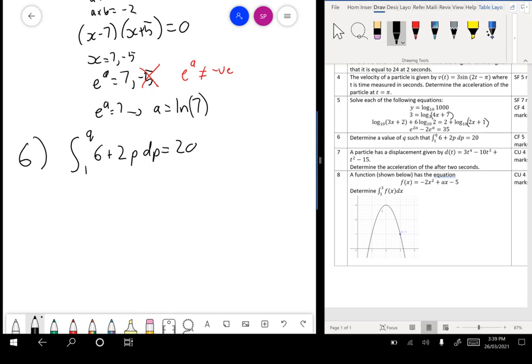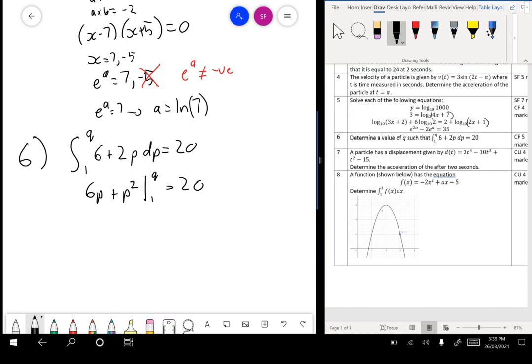We have a variable, but we know what this is going to be equal to. So let's integrate. 6 integrated will become, and now our variable is p. I know we normally use x, but we can use any letter. Our variable is p, so 6 will become 6p. 2p will become 2p squared on 2, which will just become p squared. And that's integrated from 1 to q equals 20.